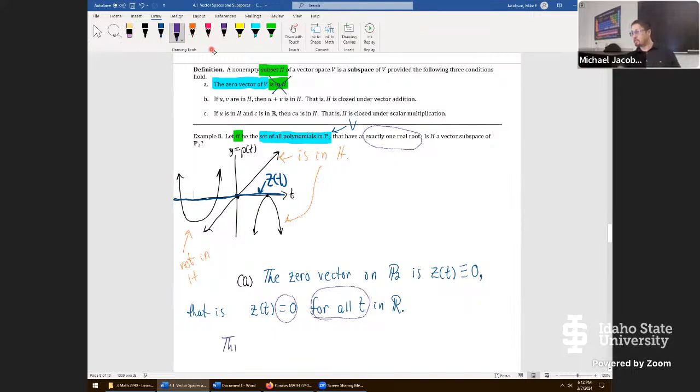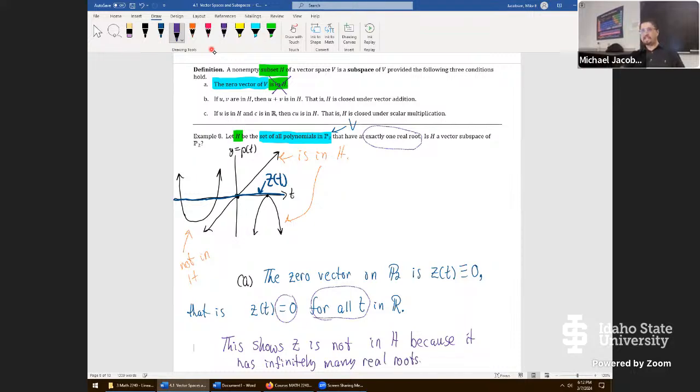Let's say this shows Z is not in H because it has infinitely many real roots. We say real roots to essentially mean x-intercepts. We're trying to avoid complex valued roots. Well, any questions, folks, on the run through for this one?